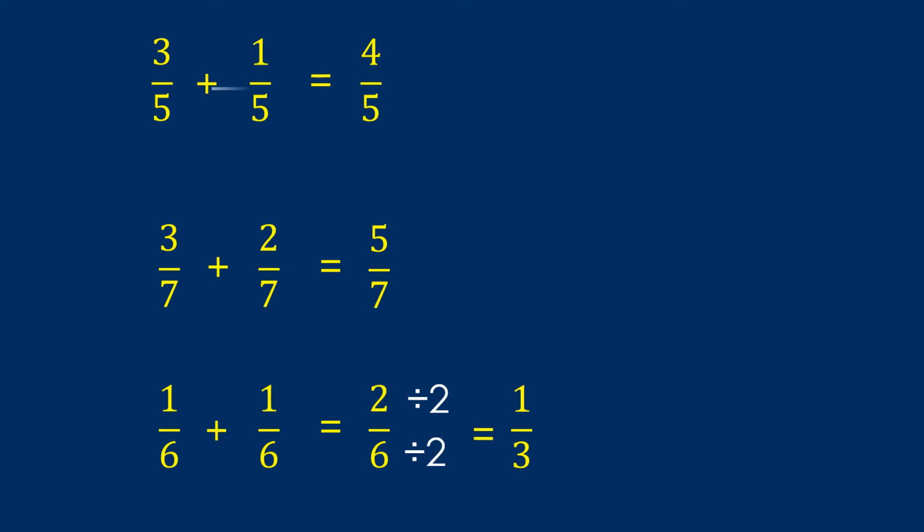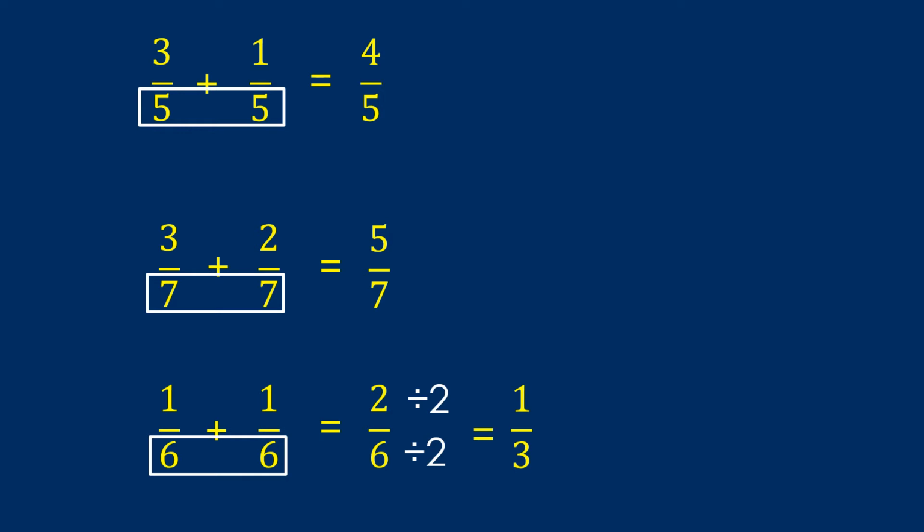Now, you have learned to add fractions which have the same denominators. Next, you are going to learn to add fractions with unlike denominators. First question is 1/4 plus 1/3. You can see the denominators are not the same. So to add 1/4 and 1/3, we have to find the least common multiple of 4 and 3 to make the denominators the same.